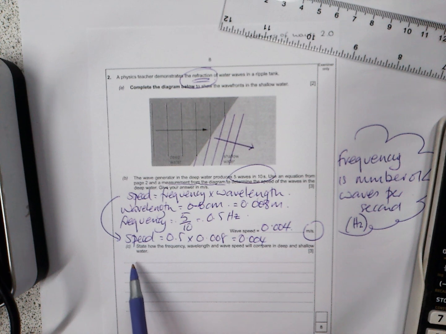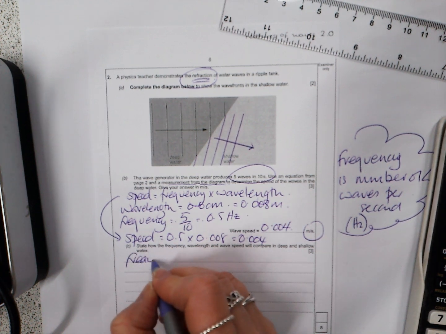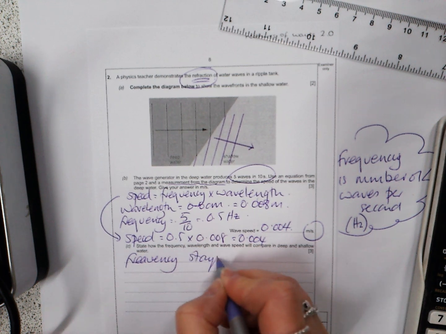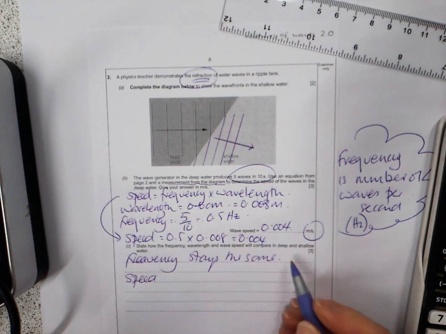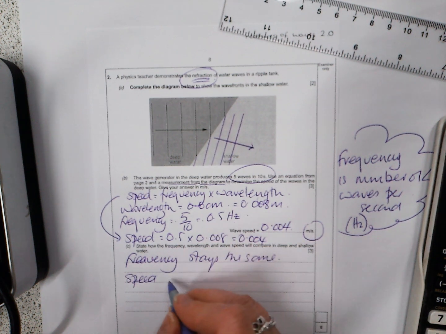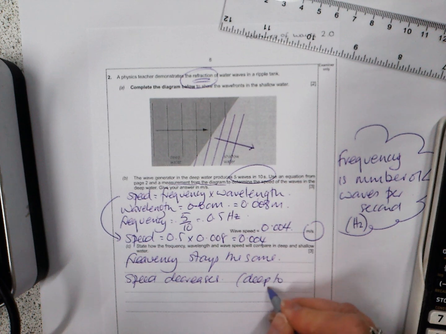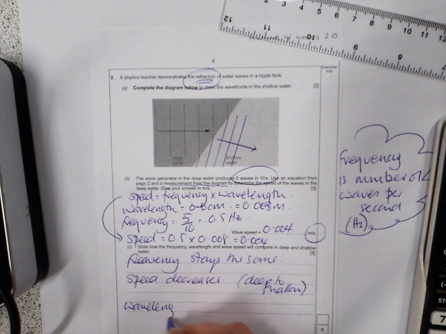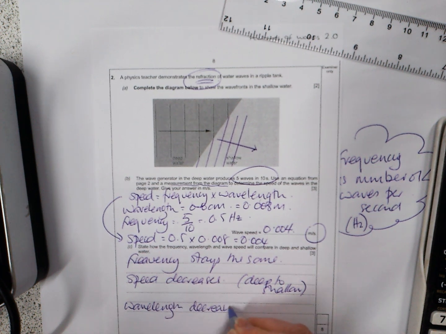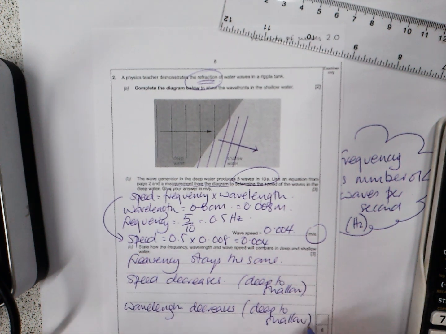For this one, look in your notes, but frequency stays the same. The speed, going from deep to shallow, decreases. And wavelength decreases, going from deep to shallow. Okay.